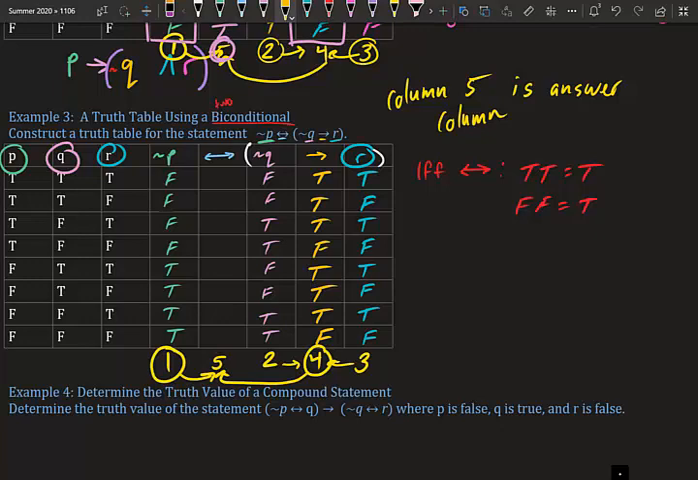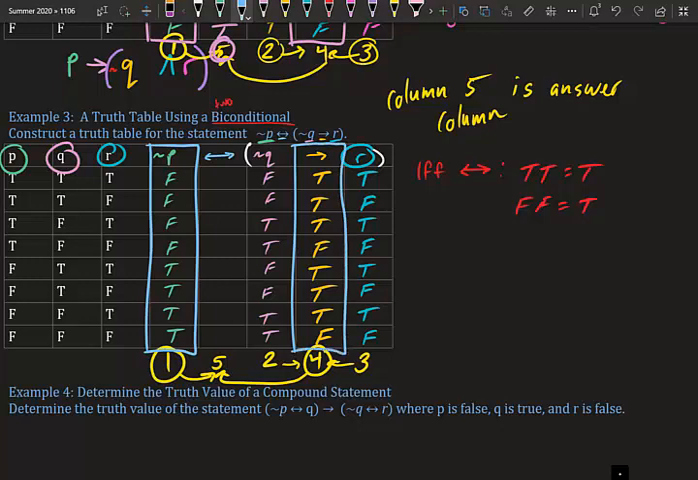Now we're going to bring it all together. So to bring it all together, we're going to be using column 1 and then column 4. That's what's going to give us 5. So for biconditional, for if and only if, we need doubles. We need a pair. So it needs to be TT or FF. So we have F then T is false. F then T is false. F then T is false. F then F is true. T then T is true. TT is true. TF is false. And again, column 5 is the answer column.